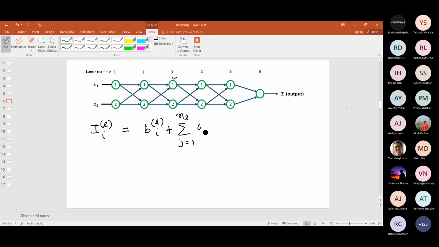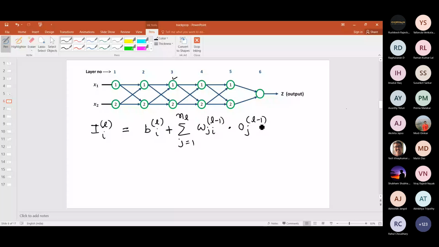So this is W_ji of L minus 1, times the output of L minus 1. Please verify if this is correct. Let me know if you have any doubt or question on this. This is just a general form. Yes, please. Sir, it should be summation from j equals 1 to the number of elements in L minus 1.